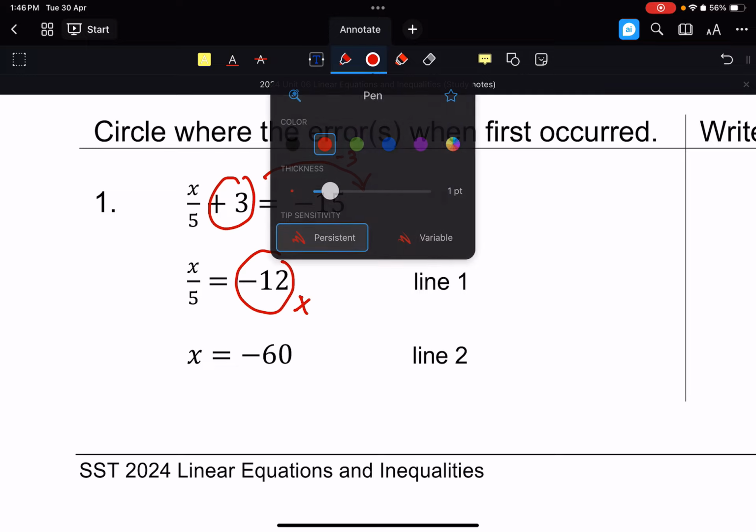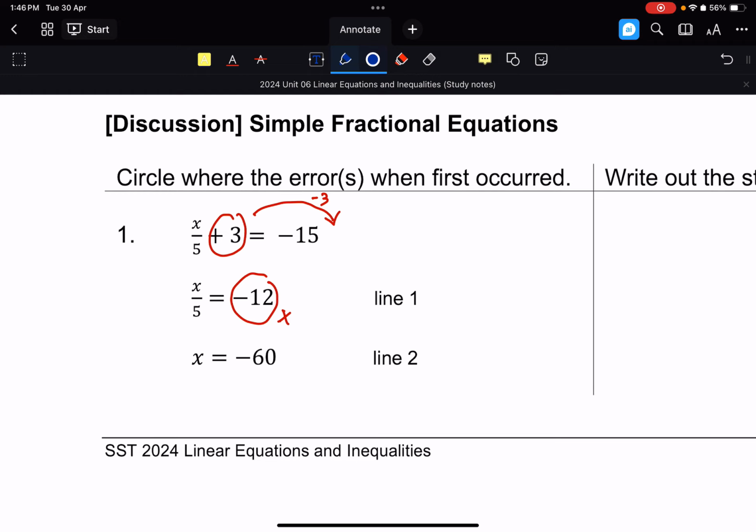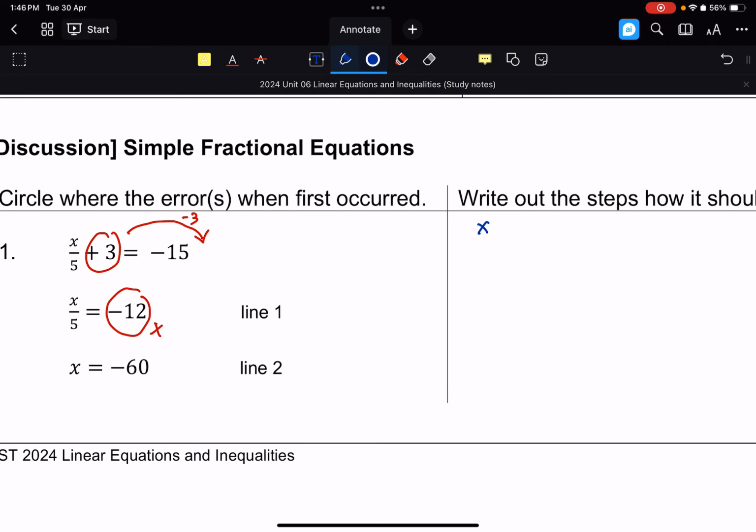So what should be the correct version? The correct version, we have x over 5 plus 3 equals negative 15. So x, oops, let me write it properly. x over 5 should be negative 18. So x will be negative 18 times 5, which is negative 90. And that's the value of x in this case.